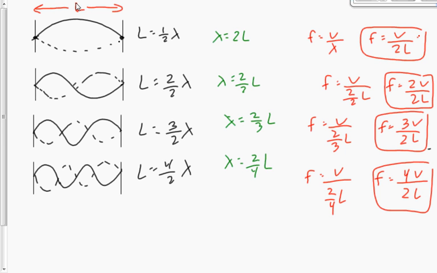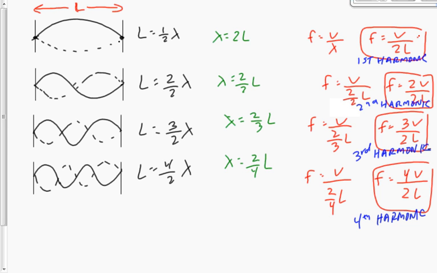This one we're going to call the first harmonic. This one we're going to call the second harmonic. The second harmonic is, by definition, twice the value of the first harmonic. And the third harmonic is 3 times the value, right? 3V over 2L, not V over 2L. It's the third harmonic because it's 3 times the first harmonic. And the last one is, of course, the fourth harmonic. There would be a fifth and a sixth and a seventh as well, but I don't think we need to go any further to understand what's happening here.